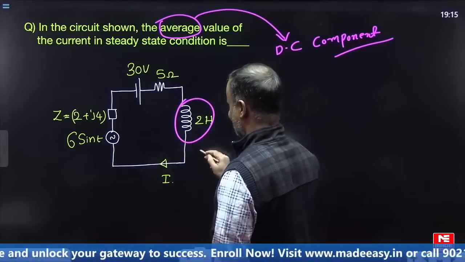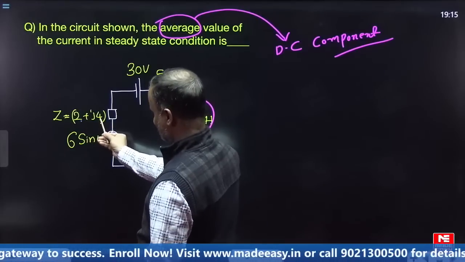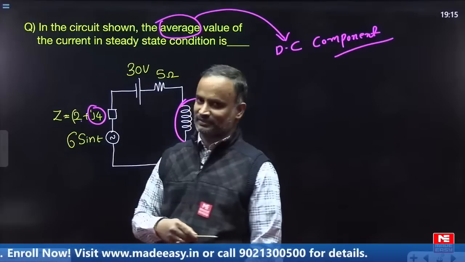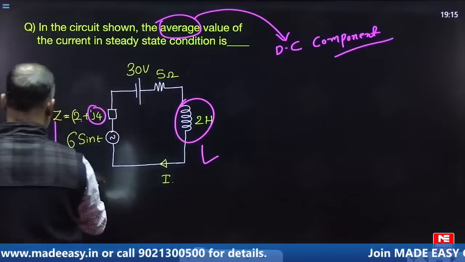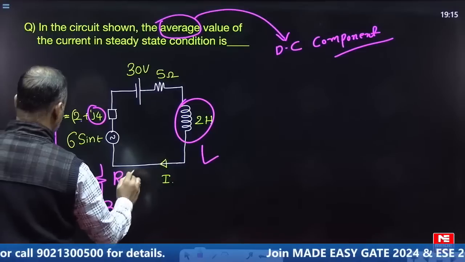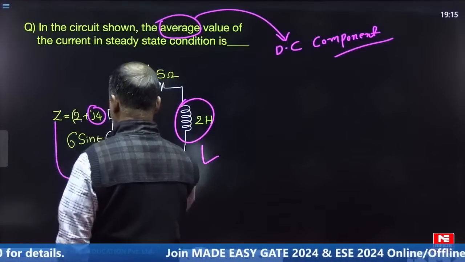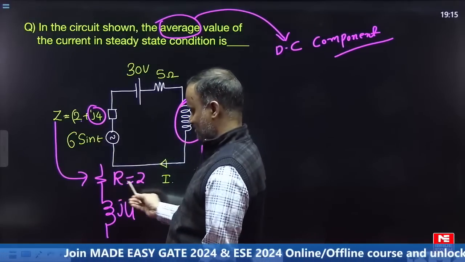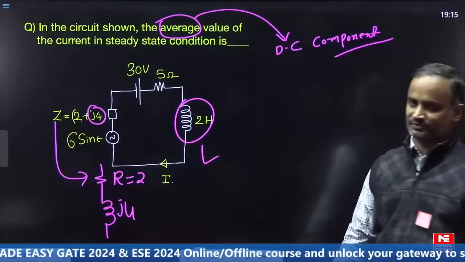If you need only the DC component, we can easily do the calculations. Now here one inductor is given, 2 Henry. Also if you observe carefully, 2 plus j4. Plus j means it is also one type of inductor. This Z is a combination of a resistor and an inductance. Resistor how much? 2. The inductive reactance is j4.